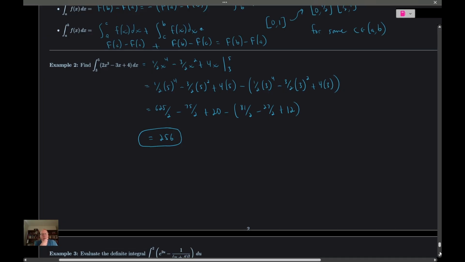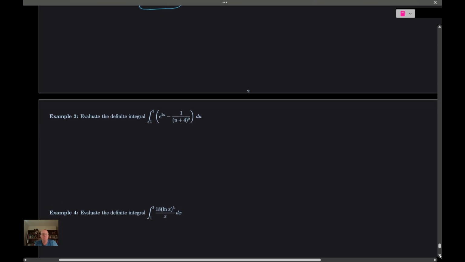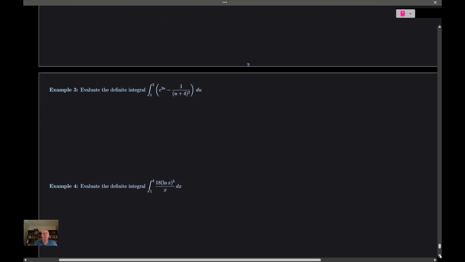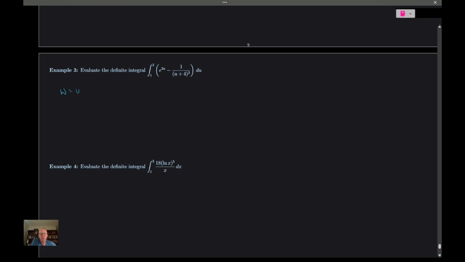All right, so let's look at the next one. If this will scroll down, there we go. So evaluate the definite integral, e to the 2u plus 1 over u plus 4 squared. So maybe we need to do a substitution on this one. Normally we do a u substitution, but we already have u in here. So let's let w equal u plus 4, and then dw will equal du.